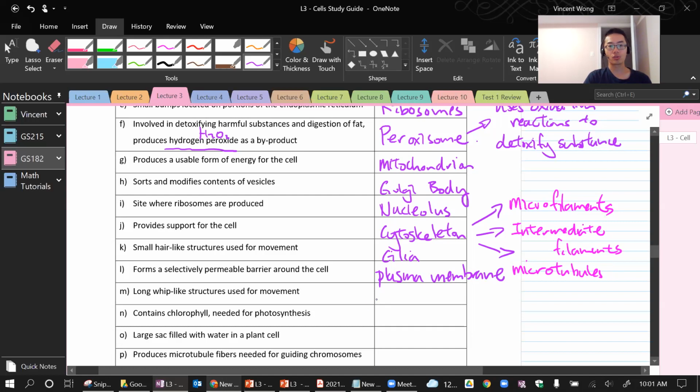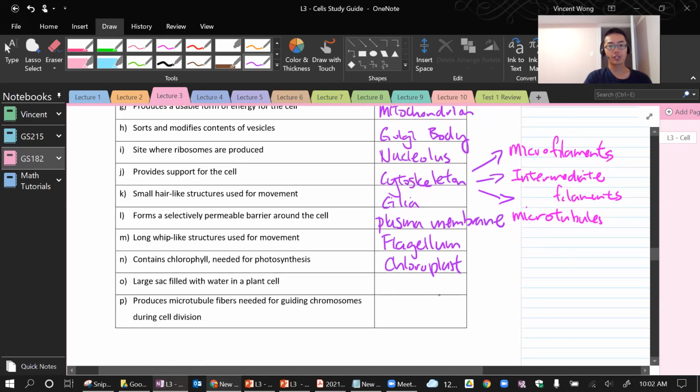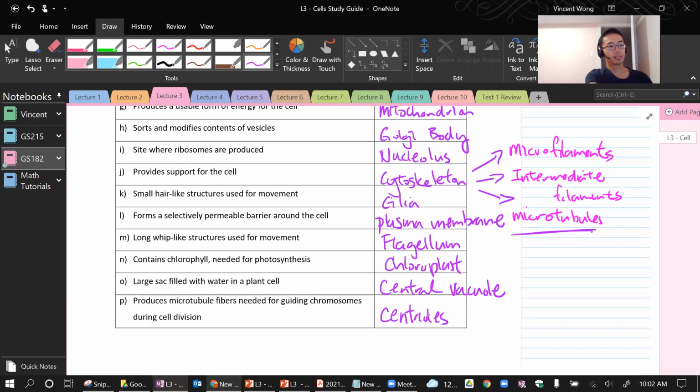Long whip-like structures used for movement, flagellum. Contains chlorophyll needed for photosynthesis, that's chloroplast. Large sac filled with water in plants, central vacuole. And finally, produces microtubule fibers needed for guiding chromosomes, that is the centrioles. The spindle fibers are actually made up of microtubules, right? Remember, these tracks guide the movement of the chromosomes.